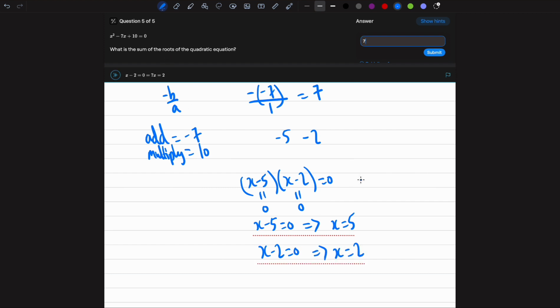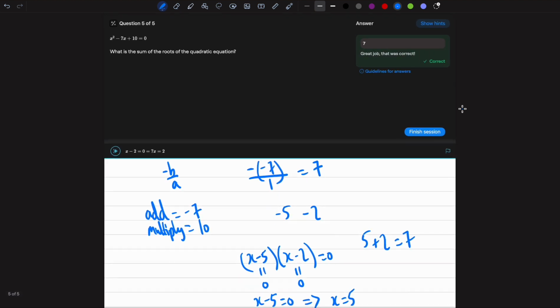So what is the sum of the roots? Well, you just have 5 plus 2, and that's equal to 7. So that should be the right answer, and that is the right answer.